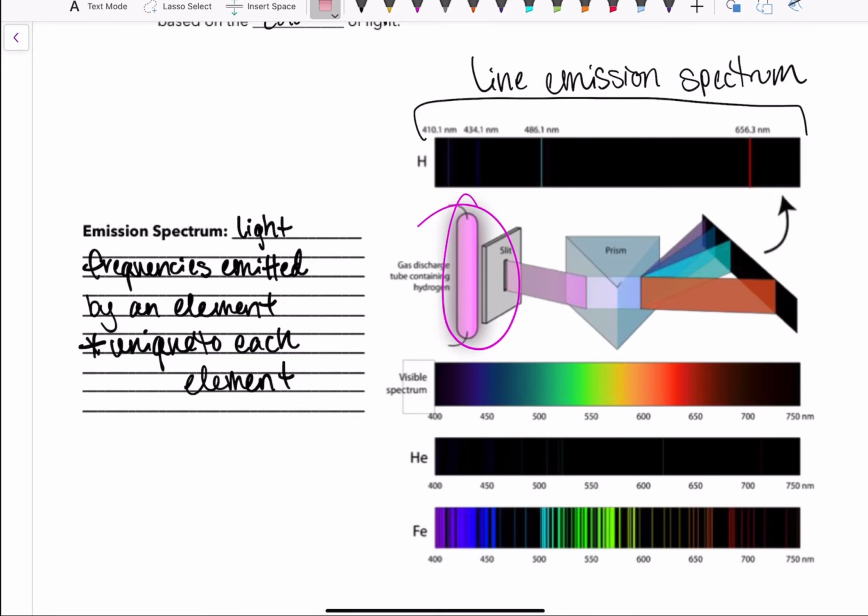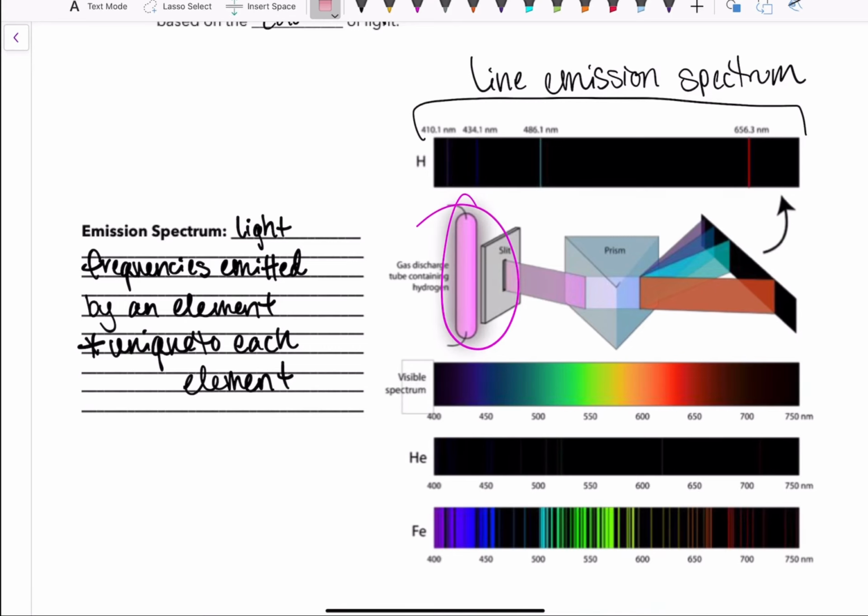The practical application for us is we could take a look at the color of light that's given off by different stars or galaxies that are just millions of light years away, and if we pass it through a prism, we can look at the line emission spectrum and figure out what exactly that star is made of. And so this is the explanation to one of our guiding questions for the unit of how can we tell what a star is made of that's millions of light years away?